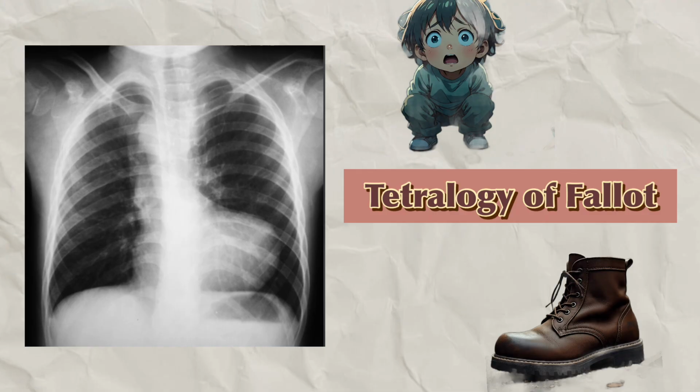Anatomically, it is characterized by the classic tetrad: severe right ventricular outflow obstruction, a large VSD, aorta that overrides the VSD, and right ventricular hypertrophy. Multiple anatomical variations of TOF exist, which have a bearing on treatment.